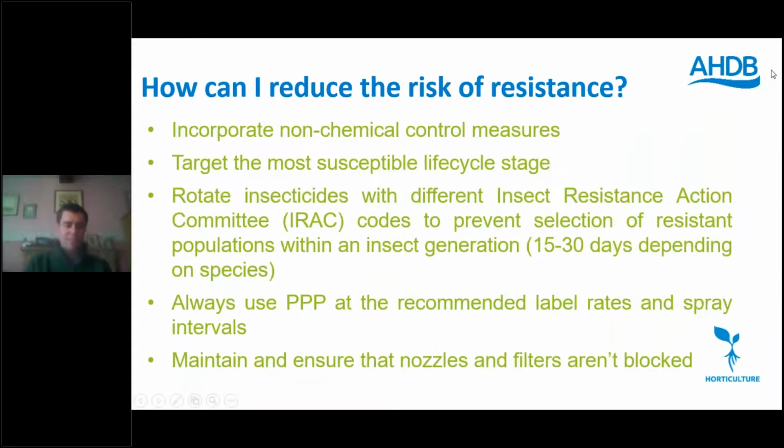Next slide. So how can I reduce the risk of resistance? Incorporating non-chemical control measures, so making use of biological controls, is a very good thing to do and will help.